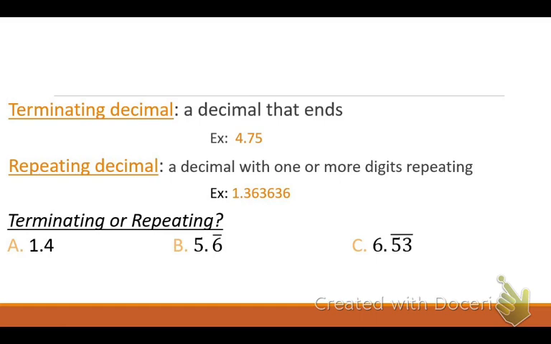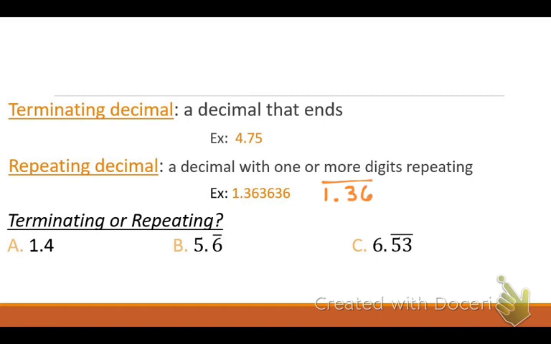Read me the definition for a repeating decimal. A decimal with one or more digits repeating. Read me what my example is. 1.363636. That could keep going on and on forever. Do you guys know an easier way to write something that keeps repeating? What do I do, Maddie? You put a repeating bar over it. Very good. So this would just be 1.36.